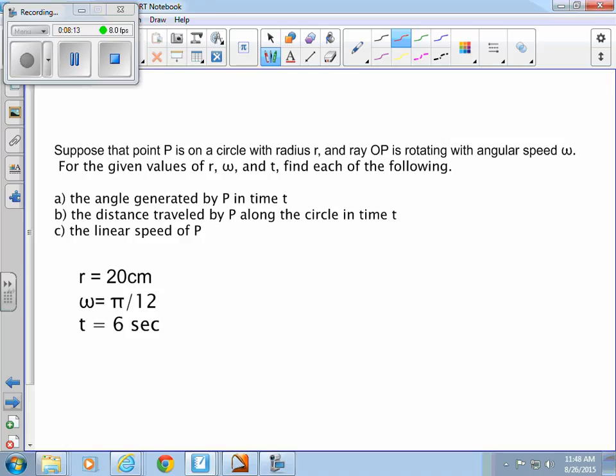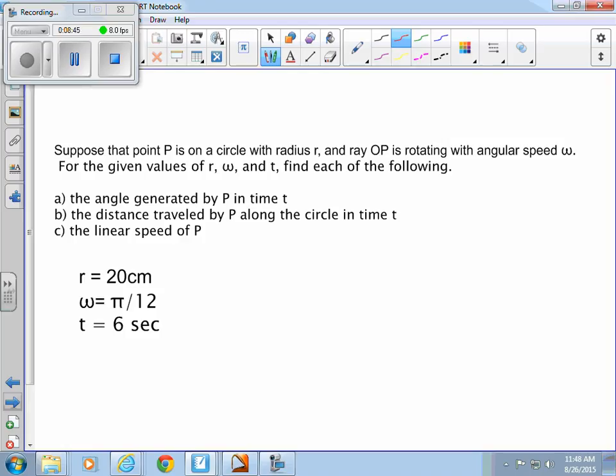I'm going to find the angle generated by P in time t, the distance traveled, and then the linear speed. So this one doesn't ask for angular speed, but it gives you angular speed. And that angular speed is in radians per second. I probably should have put that up there. So, what is the angle generated after 6 seconds?